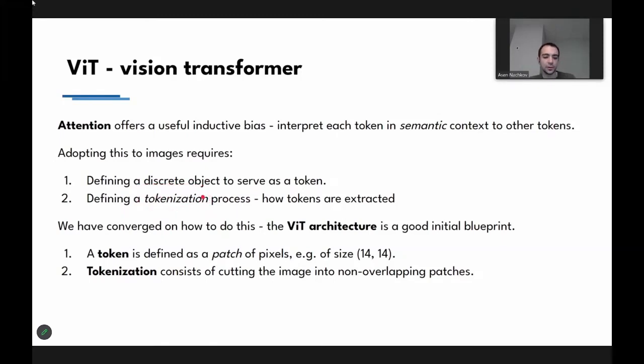Now, the computer vision community has converged on how to do this, and the blueprint for how to do this is given by the ViT architecture. ViT stands for Vision Transformer. And according to the ViT architecture, a token is defined simply as a patch of pixels. For example, a patch of 14 by 14 pixels, along with their values and channels and so on. So this is a token in the context of vision. And for the second task of tokenization, our process will be to simply cut the image into many non-overlapping patches.